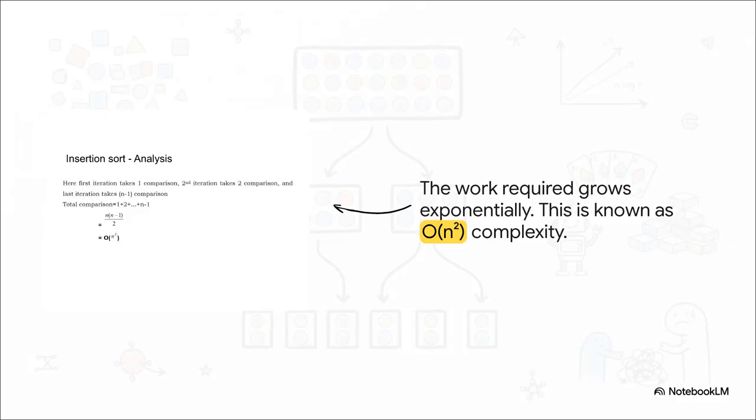This is where we have to talk about something called complexity. For Insertion Sort, its performance is described as O of n squared, or big O of n squared. Now don't let the jargon freak you out. All it really means is that as your list gets bigger, the amount of work the computer has to do grows way, way faster. If you double the number of items, you don't just double the work, you quadruple it. Triple the items, you're looking at 9 times the work. You can see how this gets out of hand really fast.